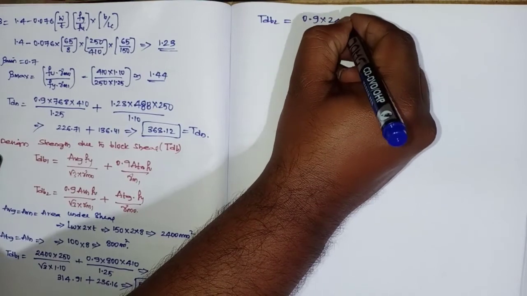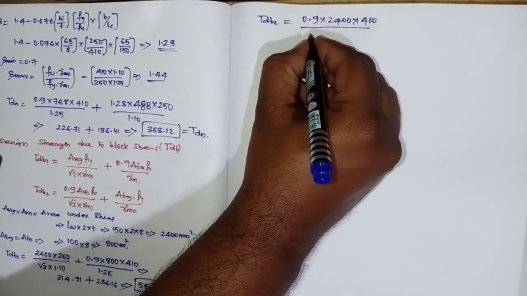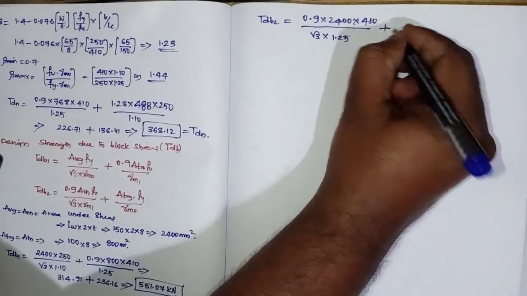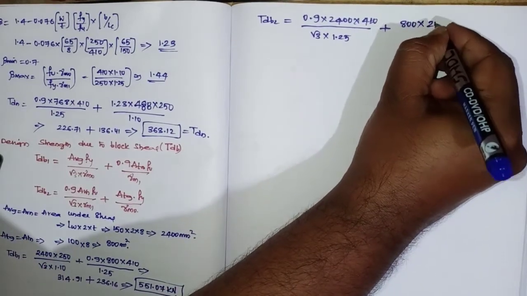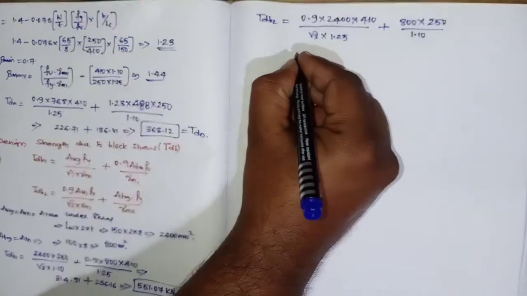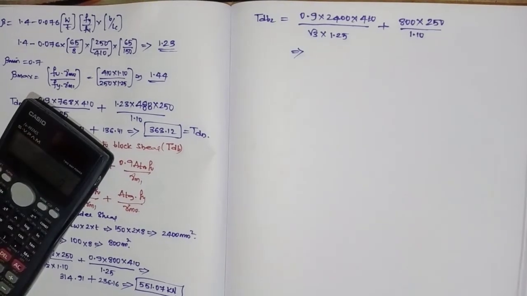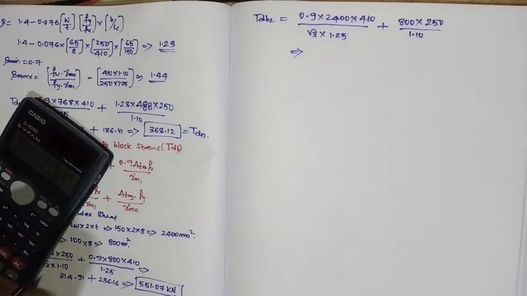2400 into 410 divided by root 3 into gamma 1.25, plus 800 into what is Fi? 250 divided by 1.10. Okay, 0.9 into 2400 into 410 divided by root 3 into... how much are you getting?